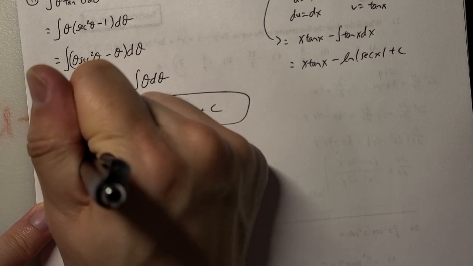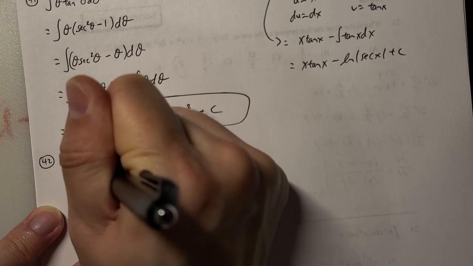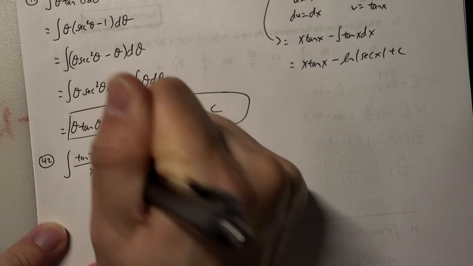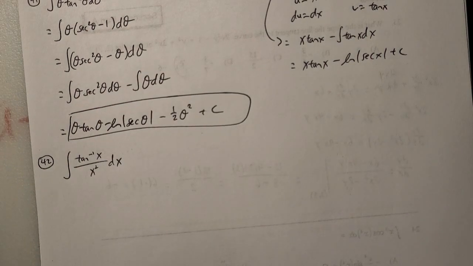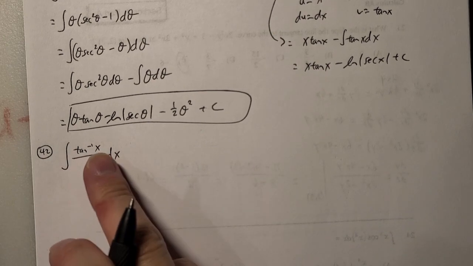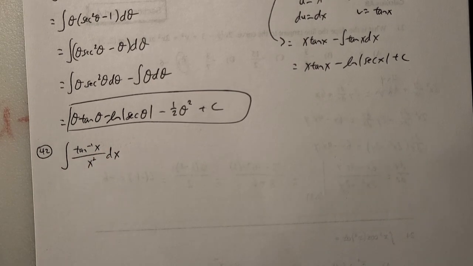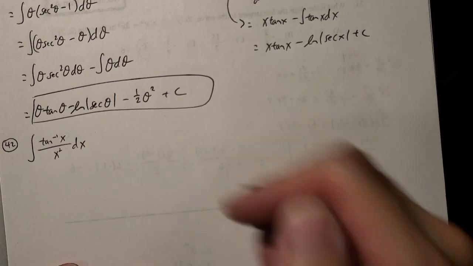Integral of arctan x over x squared dx. Okay, so it's another product of two things, so maybe we can try integration by parts. And I know that to find the integral of just arctan x, I need integration by parts in itself. So maybe let's try that.